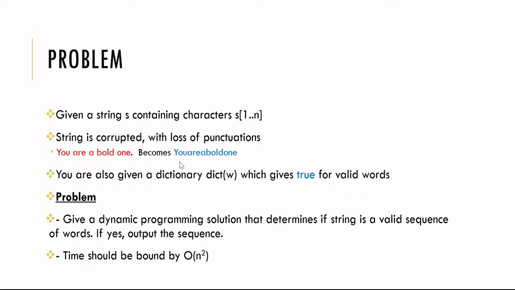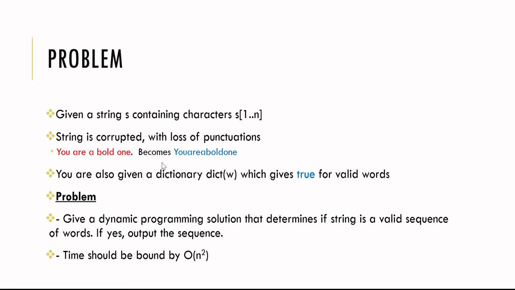So how do we reverse the process? We are given a dictionary in which you can look up a word, and the dictionary will return whether it's true for valid words and false for invalid words. So the problem statement becomes: give a dynamic programming solution that determines if the whole string is a valid sequence of words. If yes, then you should output the sequence. The first part is supposed to be done in order n squared time, and then it says output the sequence.